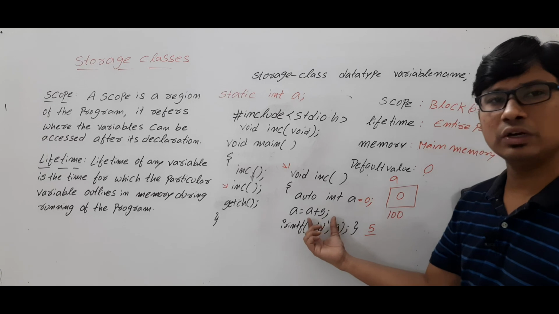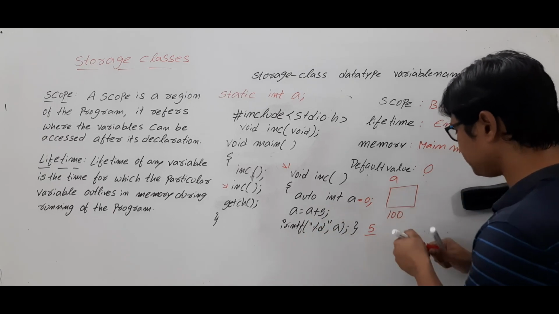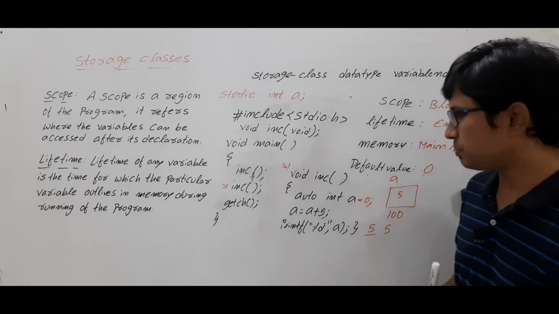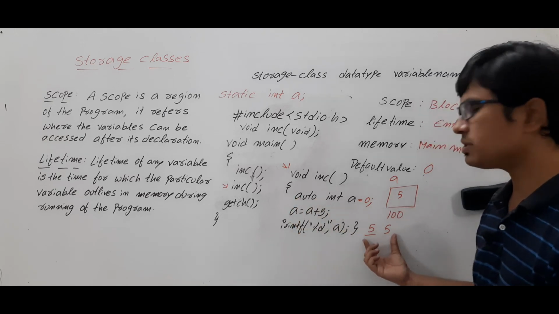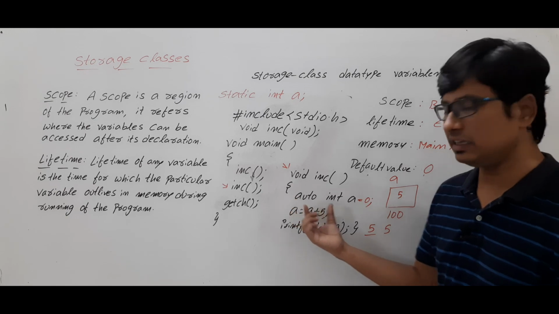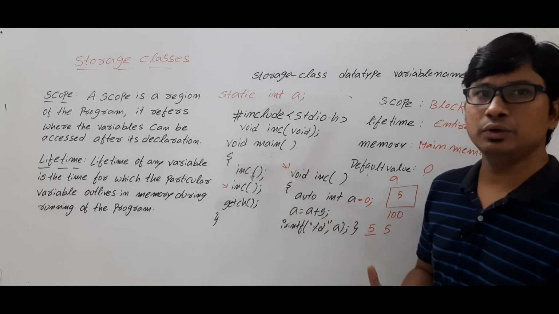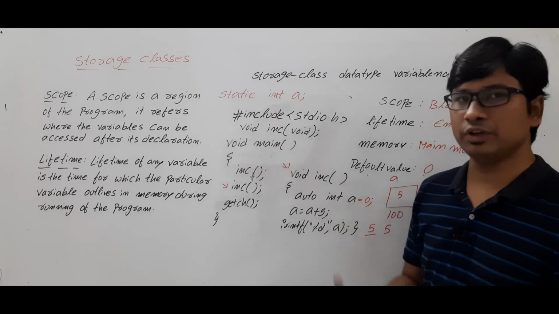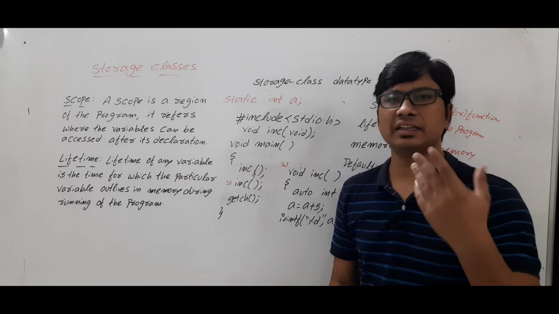Then a is equal to a plus 5. 0 plus 5 will become 5, and that value you are printing. So here if you specify the storage class as auto, then this program gives the output as 5 and 5. If you specify it as static, then it gives the output as 5 and 10. So this is the way you can differentiate the automatic variable and the static variable. I hope you have understood about the automatic variable and the static variables.